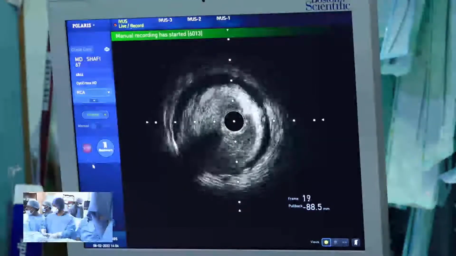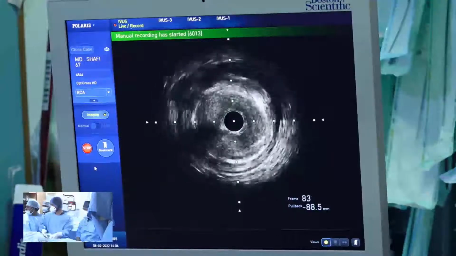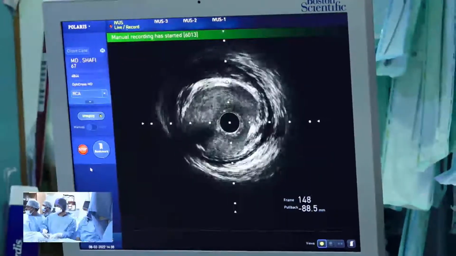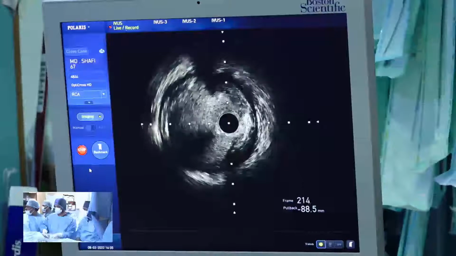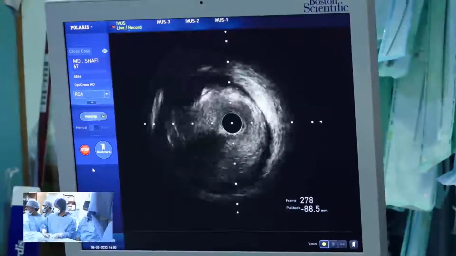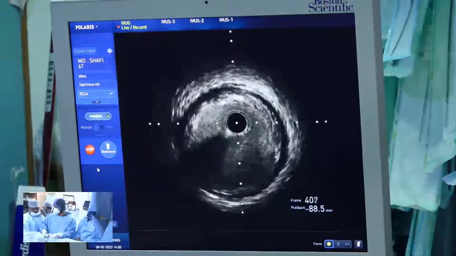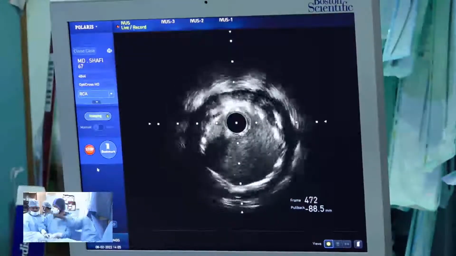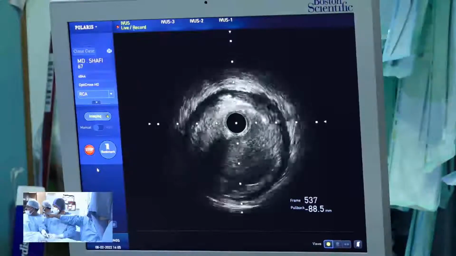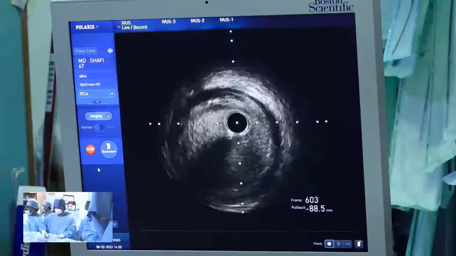Now you see this vessel has some plaque, but its diameter is very good. This is distal to the lesion. It's a minimal plaque burden. So we are coming to the stented segment. How many millimeters can you count? 1, 2, 3, 4, 4.5.